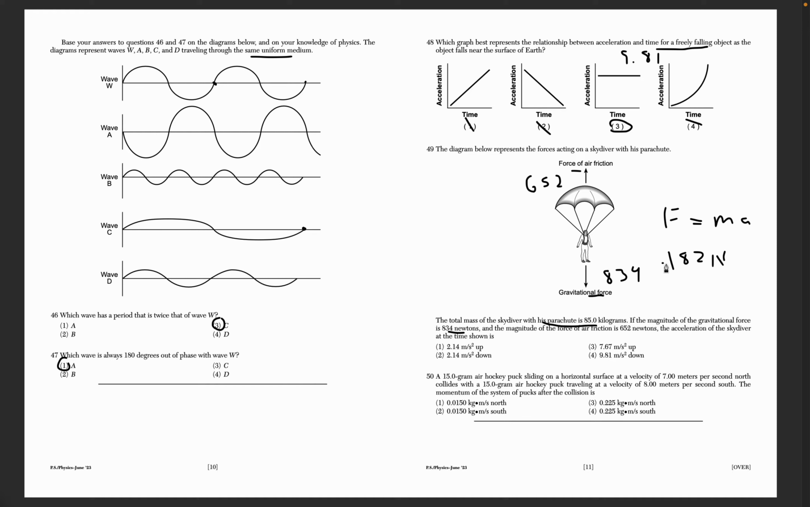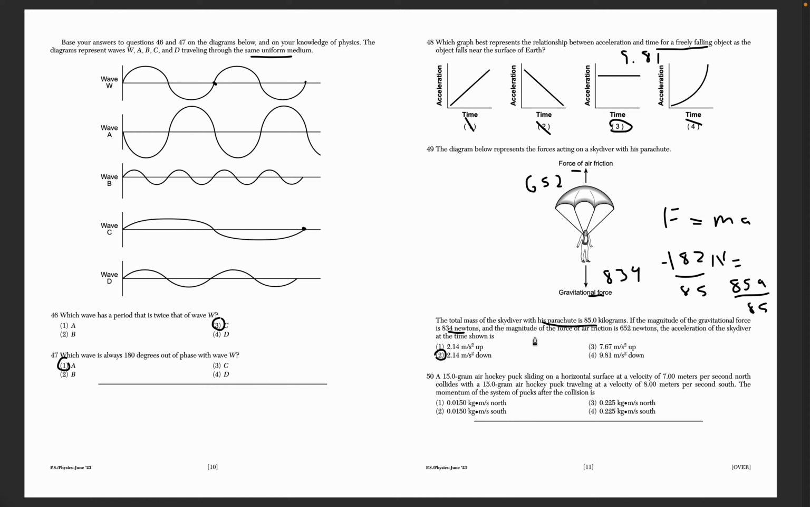So 182 equals the mass, which is 85 kilograms, times the acceleration, 85 a. Divide both sides by 85: 182 divided by 85 is 2.14 meters per second squared down. Okay, next, last question of this set.